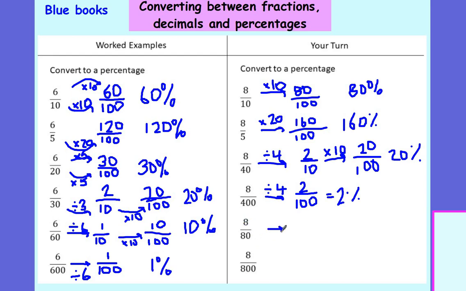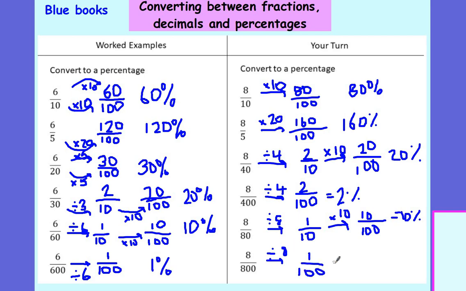8 out of 80, I'm going to divide top and bottom by 8 to give me 1 out of 10. I'm then going to multiply by 10, which will give me 10 out of 100, which equals 10%. And finally, 8 out of 100, I'm going to divide top and bottom by 8, which gives me 1 out of 100, or 1%.